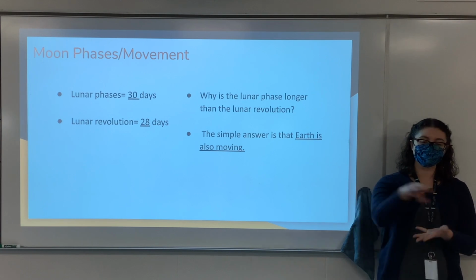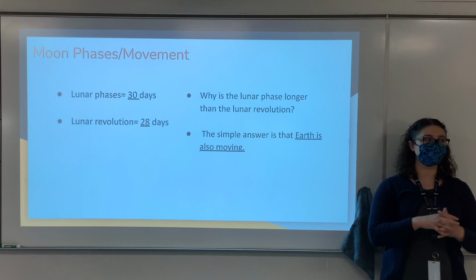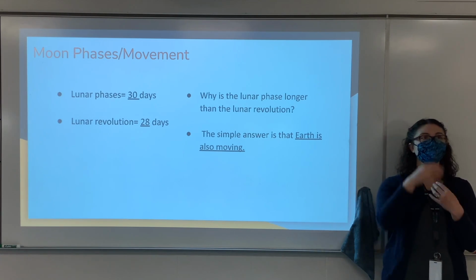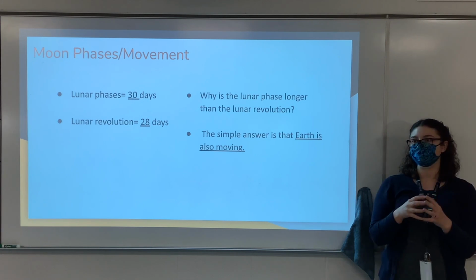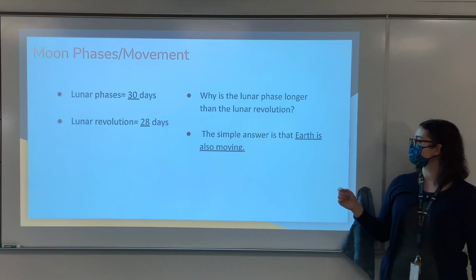And so because the Earth is also moving, you get this slight difference in the time it takes for lunar phases, which is just how we on Earth perceive what the moon looks like, versus how long it actually takes for the moon to revolve around the Earth.